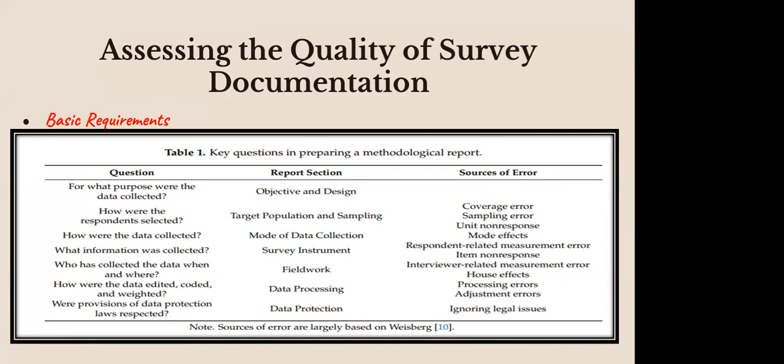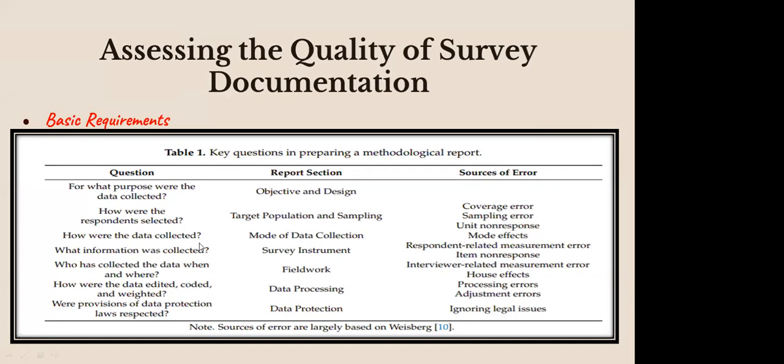So the basic requirement is informing them, and the remainder of the report addresses the methodological aspects and so on. Here I want to take up this particular chart given by Weisberg, the key questions in preparing a methodological report. Please understand that depending upon the question you ask in the report section, you get a certain kind of error. And this error, which I have already told you about, is going to occur when you ask this type of question.